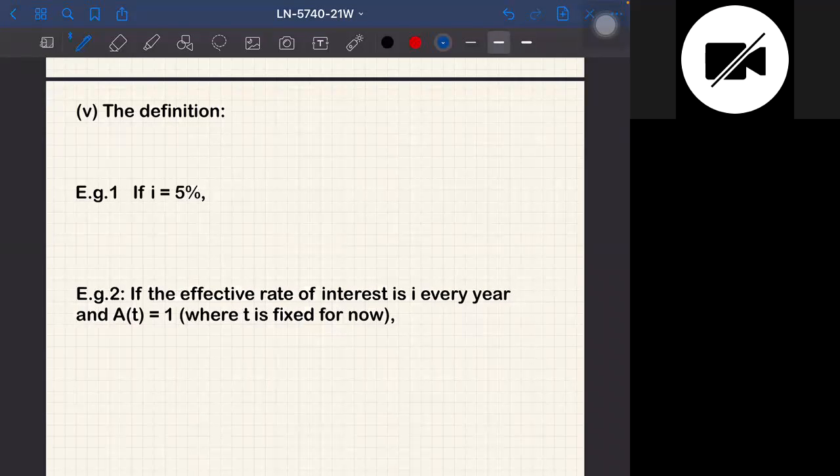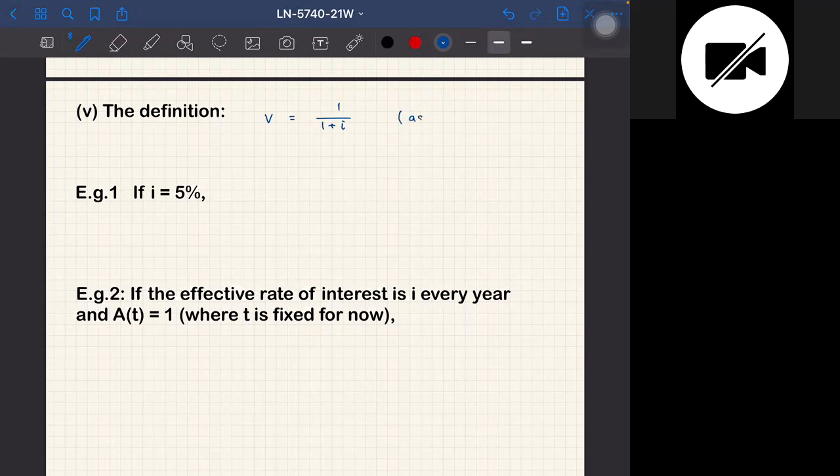Hi, in this video, I introduced the V. So we define the V as 1 over 1 plus I. So I is the effective rate of interest, and suppose the I is constant.